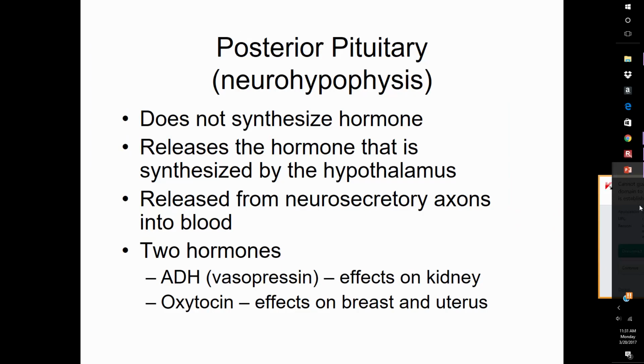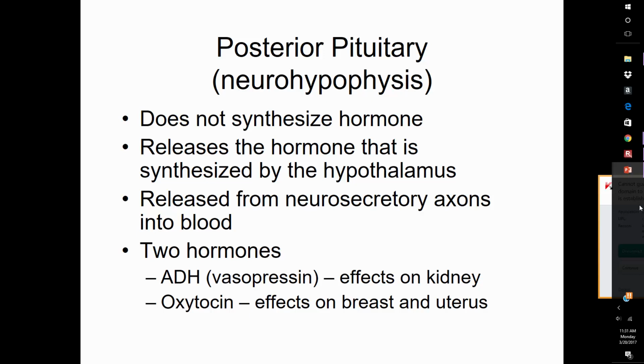So the posterior pituitary has an old-fashioned name called the neurohypophysis. We used to call it the neurohypophysis. Now we call it the posterior pituitary. And the posterior pituitary isn't really a gland. It's simply an embryonic extension of the hypothalamus. It doesn't synthesize any hormone. It simply is the release point.